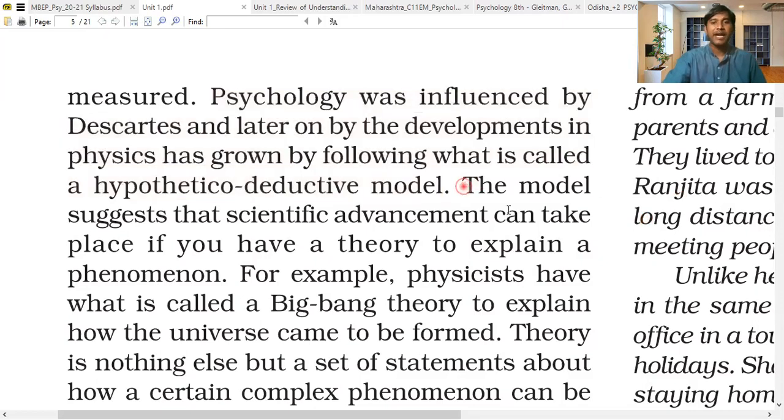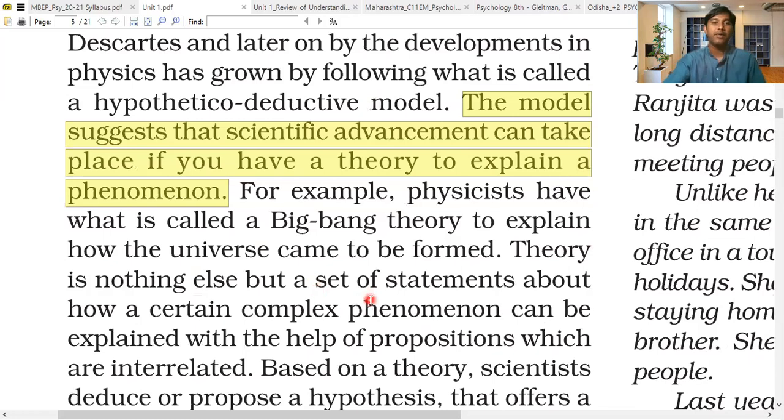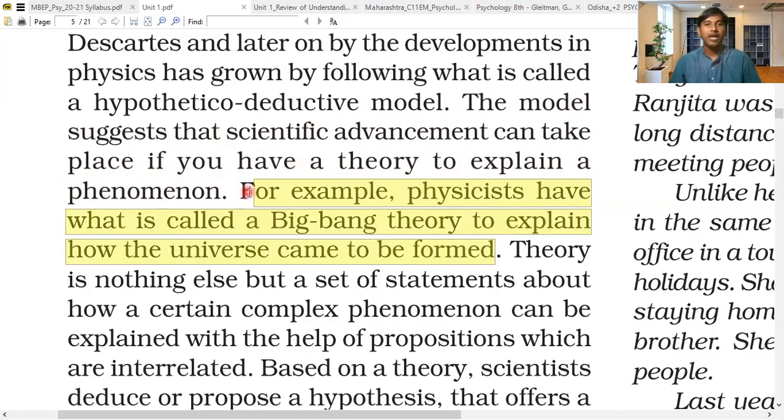The model suggests scientific advancement can take place if you have a theory to explain a phenomenon. It is the most modern method to explain such a phenomenon, whether a natural phenomenon or a behavioral phenomenon. For example, physicists have what is called the Big Bang theory to explain how the universe came to be formed. A theory or model should also explain facts. For example, the Big Bang theory addresses how this planet evolved, how human beings evolved, and how the universe evolved. All these questions are dealt with in this theory. So they took an assumption, a hypothesis, and framed this.